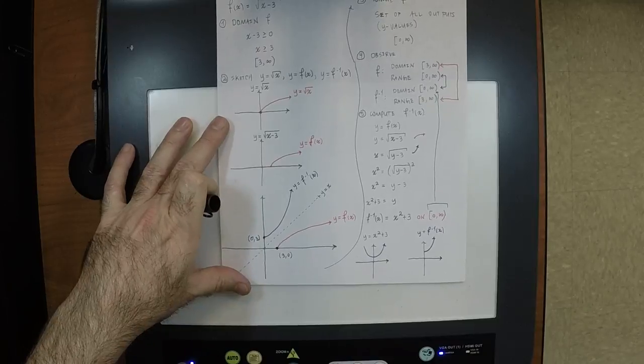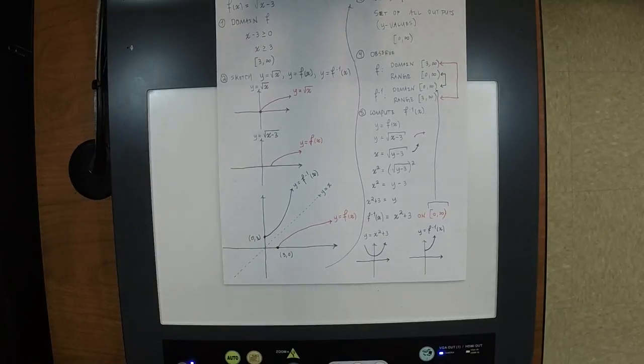Any question about this example? Okay, so let's move to something completely different.